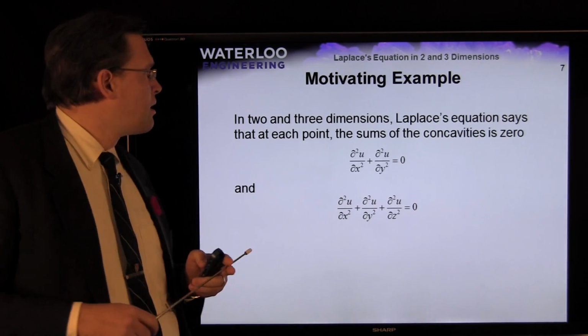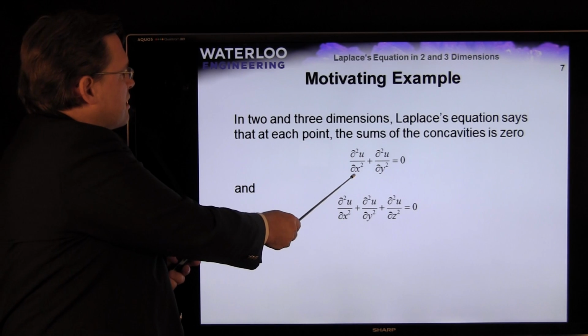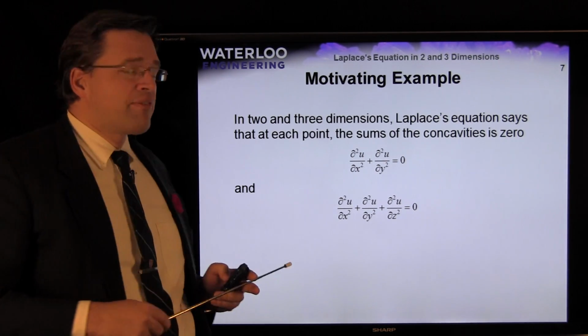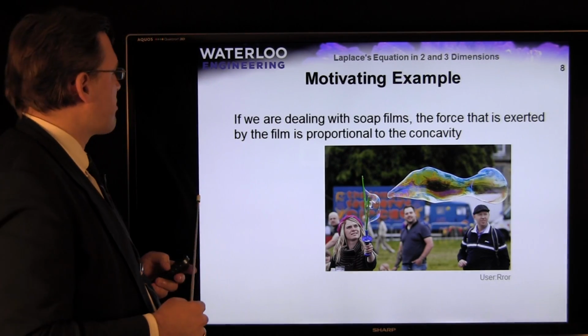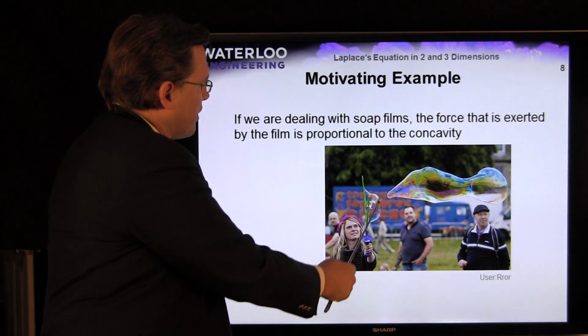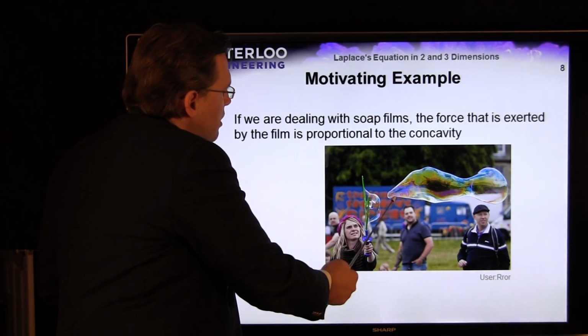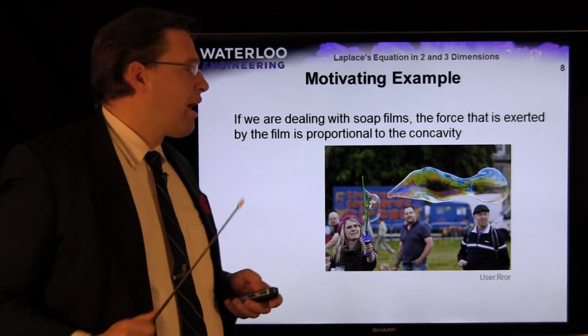For example, we do not expect concentrations or higher areas of temperature in the middle of, for example, a room. So in 2 dimensions, this is Laplace's equation, the sum of 2 second partials. In 3 dimensions, it's a sum of 3 second partials. Now, as I said, when we're dealing with a soap film, the force is proportional to the concavity. There is greater force here than there is here. Consequently, this will much more quickly push in on that region.